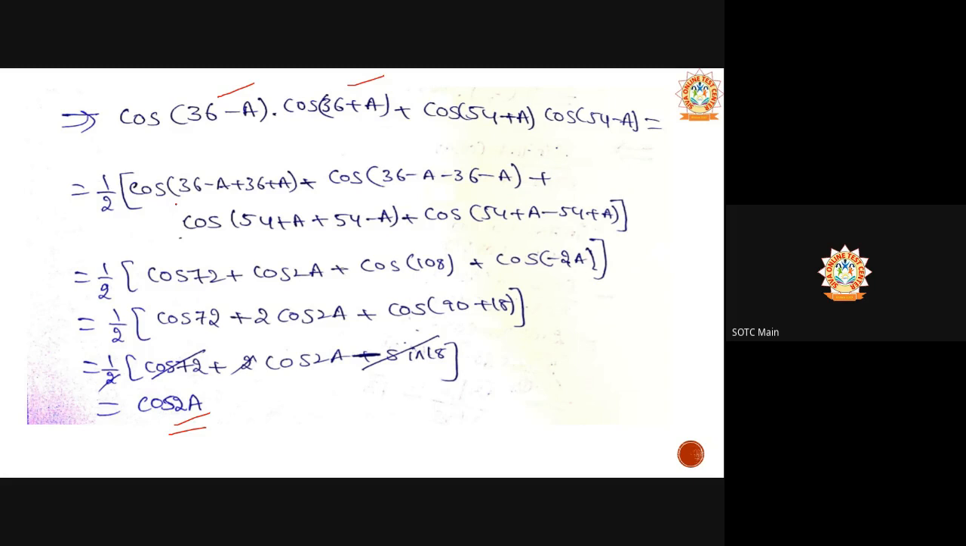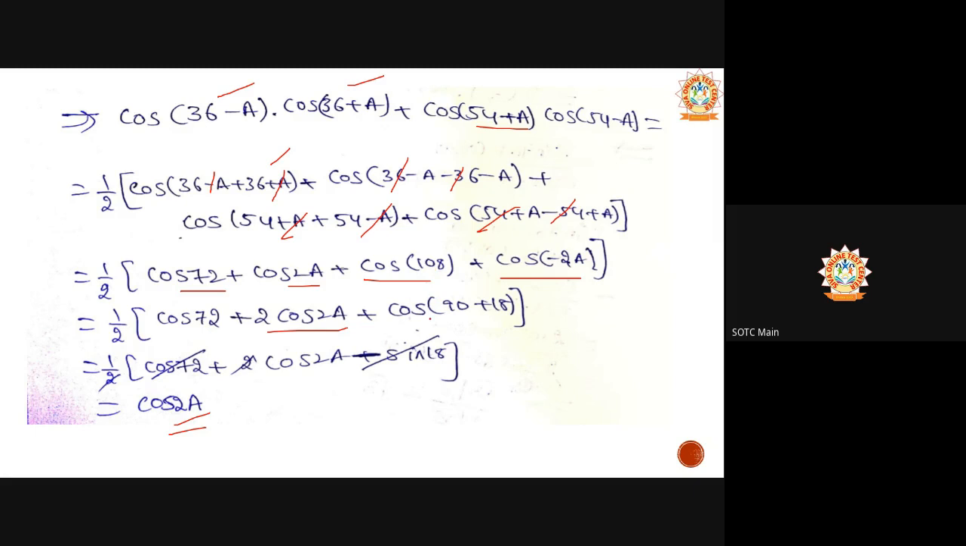Here these two will add: 36 minus A plus 36 plus A. Then cos of here 36 minus A minus 36 minus A, right? So then in the same way here 54 plus A plus 54 minus A, then here it will come 54 plus A minus 54 plus A, minus and minus will come plus. So here plus A minus A will get cancelled. It will come 36 plus 36, 72. Then here plus 36 minus 36 will get cancelled. Cos of minus 2A will come cos 2A. Then plus A minus A will get cancelled. Cos of 54 plus 54, that is 108. Then here plus 54 minus 54 will cancel. It will come as 2A. Right? So cos 72, cos 2A plus cos 2A will come 2 cos 2A.